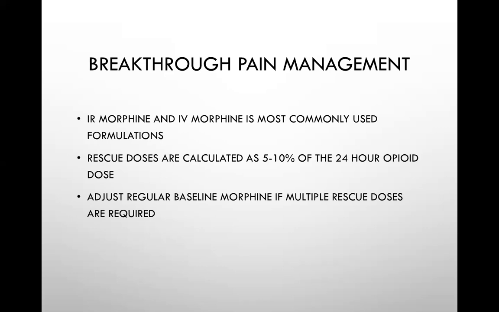Some literature says if you have more than 3 rescue doses, and some literature I came across talks about more than 4 episodes of rescue doses, you can consider recalculating the baseline morphine dose, adjusting the regular baseline morphine dose.